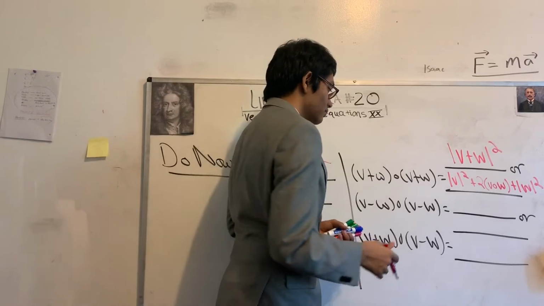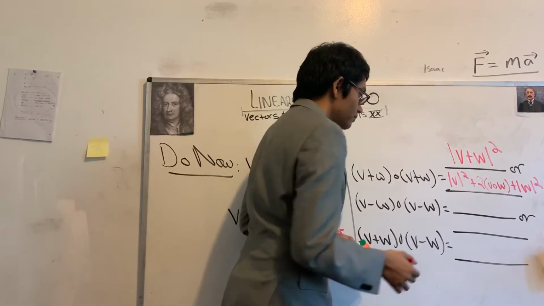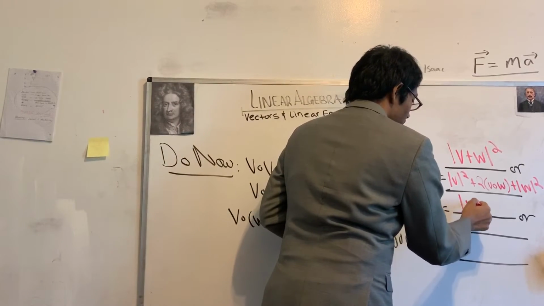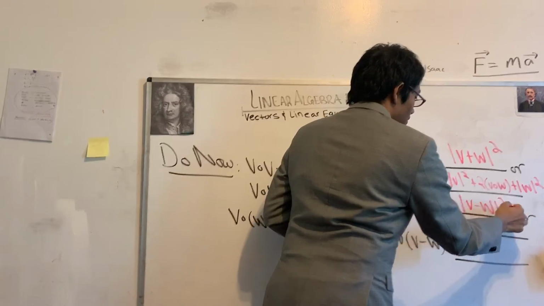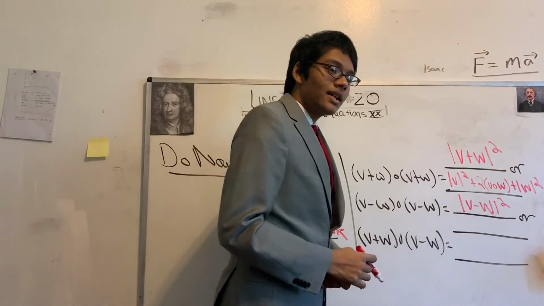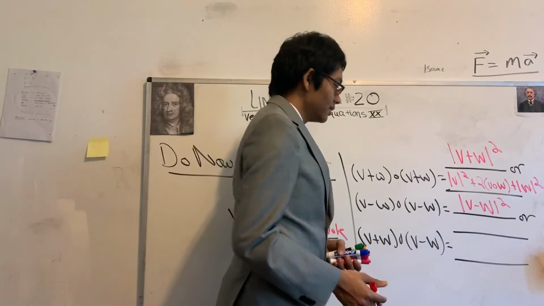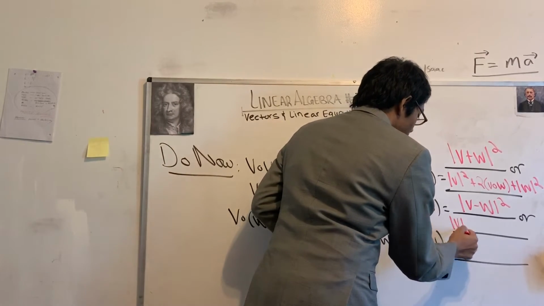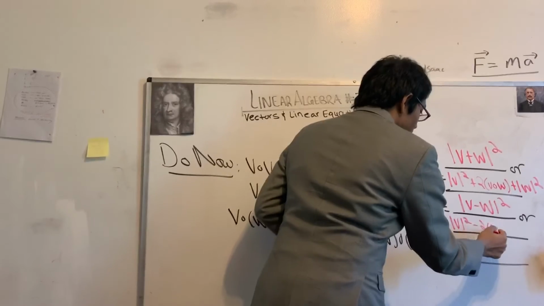I'll tell you the same thing, except it's v minus w squared. Remember our plan. I'll answer the complicated one. Okay, so what should my longer statement be? v squared minus 2 v dot w plus w squared.